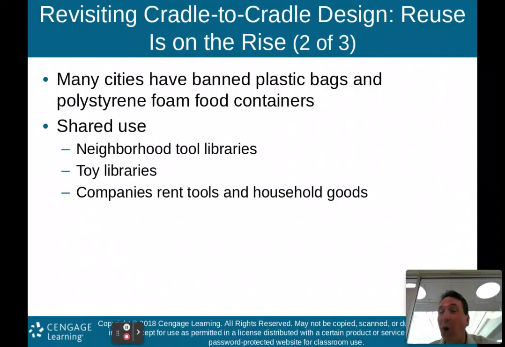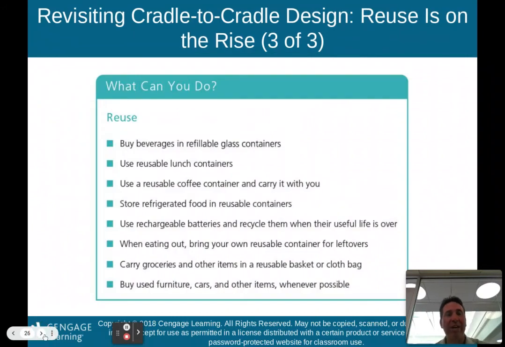You rent the toy, you borrow the toy you want, your son or daughter plays with it for a week and then they're done, and then you return it instead of having all these toys lying around. And companies, again, rent tools and household goods instead of buying them outright. We can share.